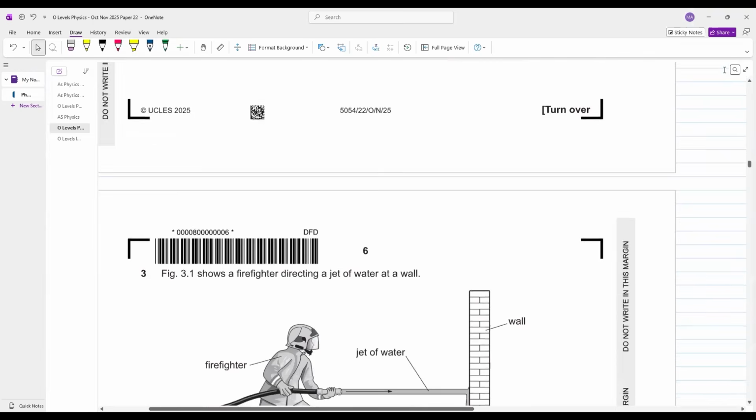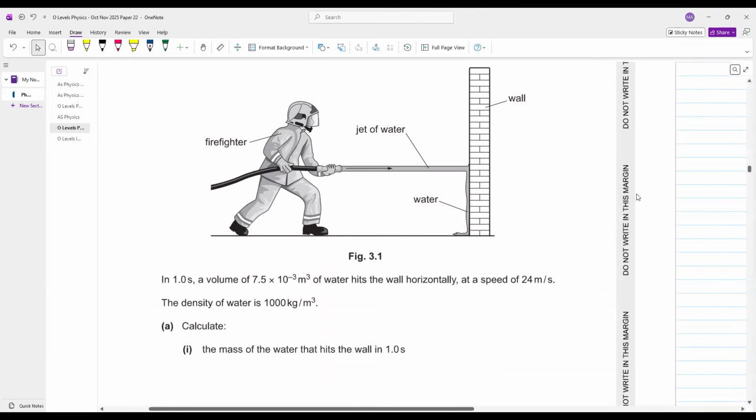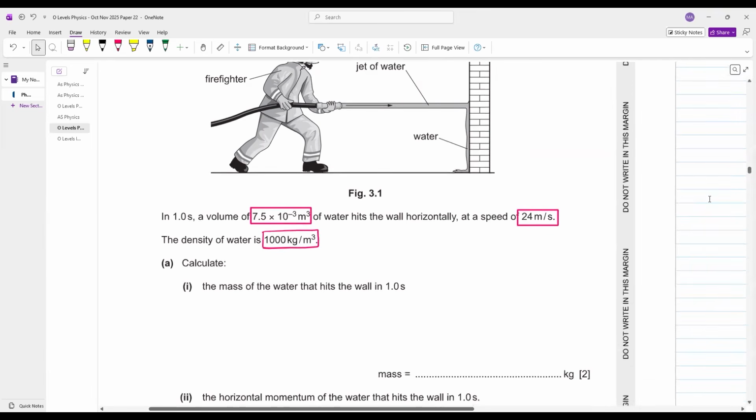आगे बढ़ते हैं बेटा. अच्छा जी, what is this? Figure 3.1 shows a firefighter directing a jet of water at a wall. In 1 second, the volume of water is 7.5 × 10^-3. That hits the wall horizontally at a speed of 24. The density of water is this. You have to show that the mass of water in 1 second is dash.